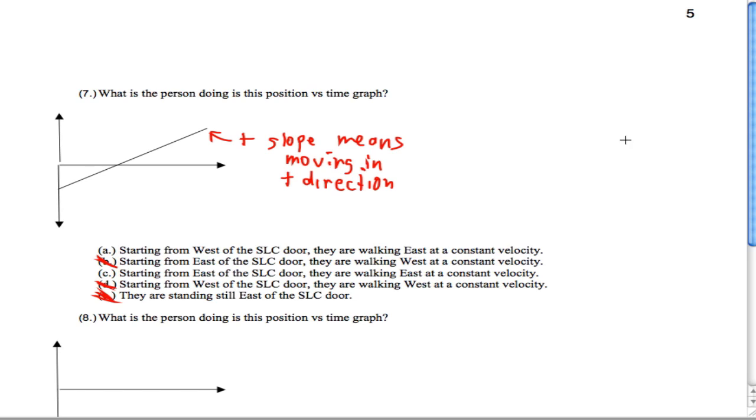Now, do I start east of the door or west of the door? Let's actually look at my starting point. Okay, so when I look at my starting point that's down here, clearly if this is west and this is east, and again, keeping in mind this is position versus time, and the positive direction is east and negative is west, I'm starting west. So that gives me choice A as my answer.